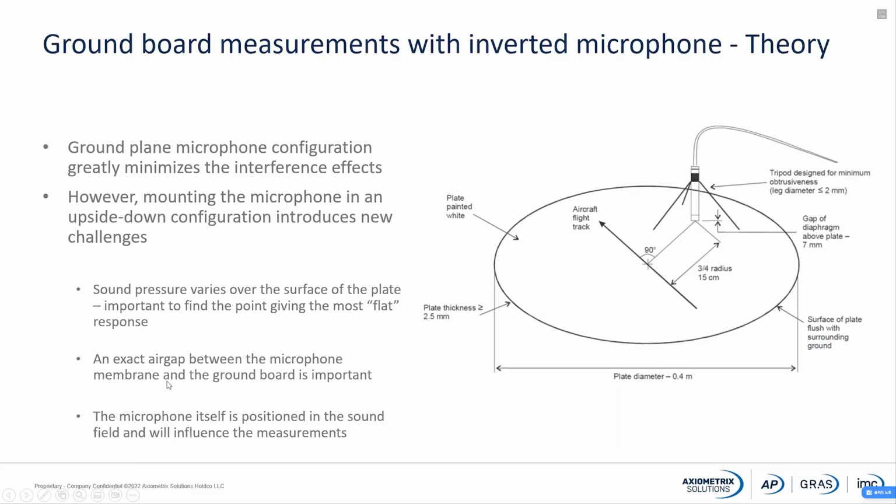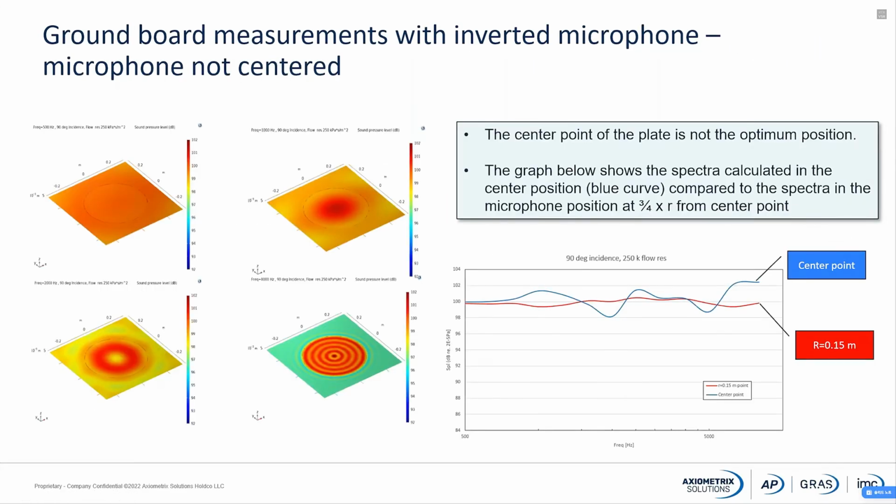It also has to be a very exact air gap between the microphone membrane and the ground board. We have done some measurements showing that, and I'll show you that in a couple of slides. And the microphone in itself is now positioned in the sound field, which means that it will also influence the measurements. So let's take a look at the first issue, that is the position of the microphone.